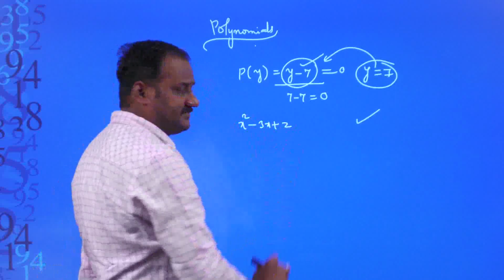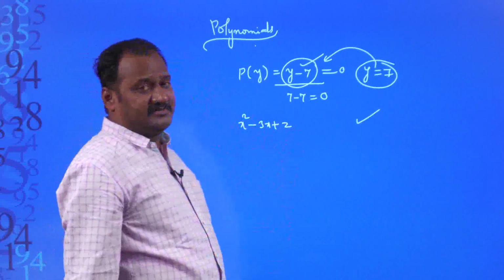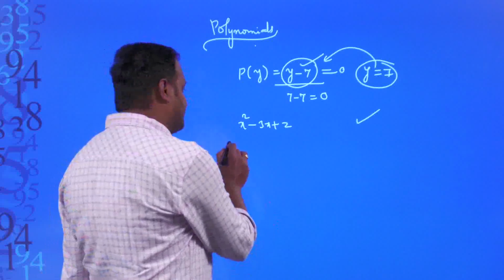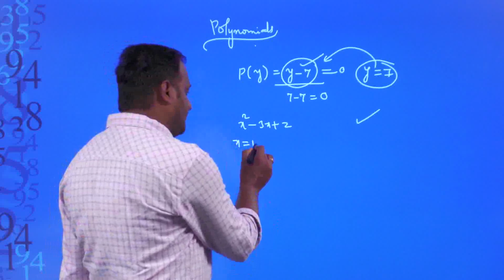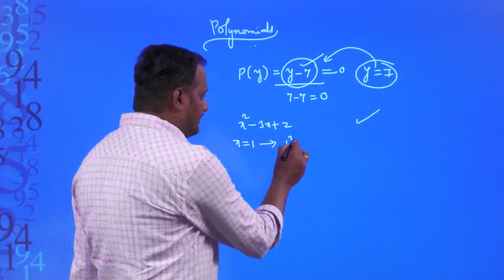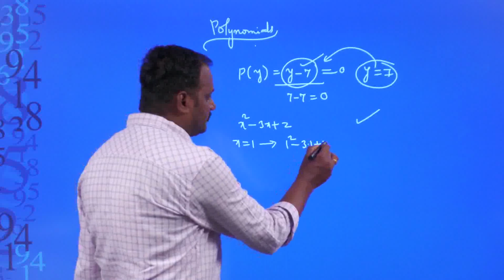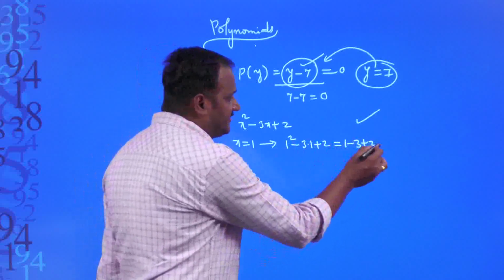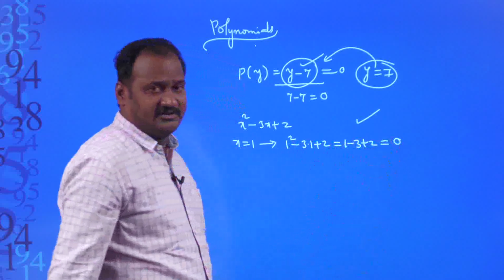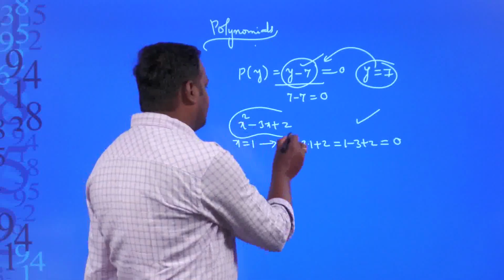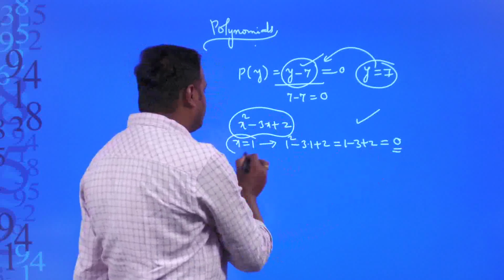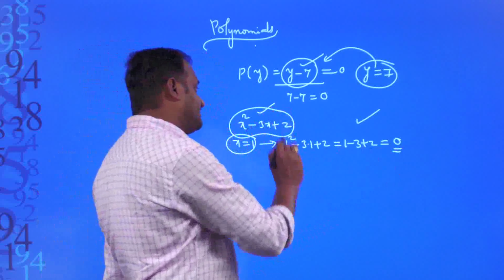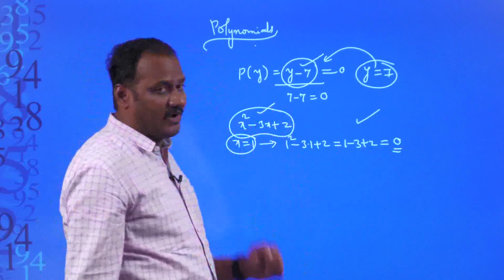This is one polynomial. I can make this polynomial 0 for two values of x. When I substitute x is equal to 1, this polynomial becomes 1 square minus 3 into 1 plus 2, which is equal to 1 minus 3 plus 2, which is 3 minus 3 equal to 0. It means the value of this polynomial is 0 for x is equal to 1. Therefore, one of the zeros of this polynomial x square minus 3x plus 2 is 1.